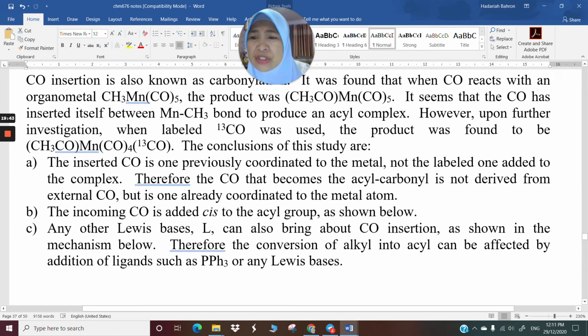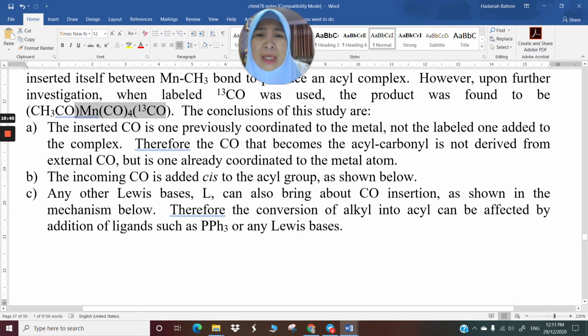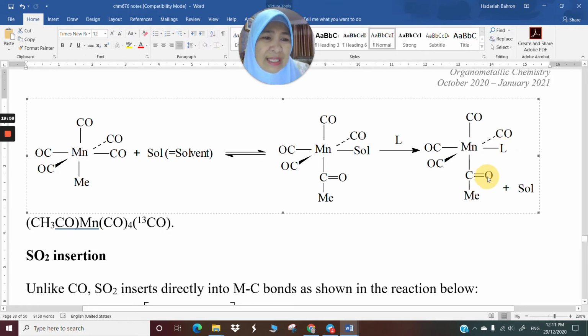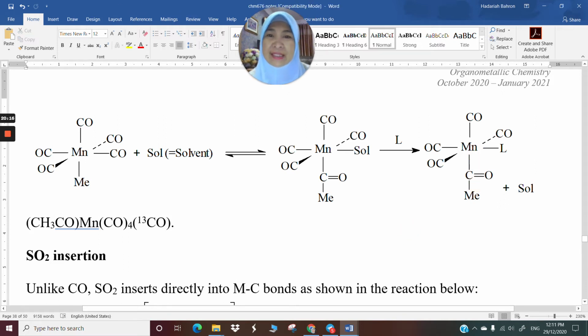through the observation that they find when they put carbon-13 into that reaction. So this L here is carbon-13 CO, where it is not found in this as expected. We would expect that carbon-13 would be here, but that's not the case. Carbon-13 is directly bonded to the manganese, and it is a different carbonyl that goes into this bond, inserting itself. So that is the mechanism of the carbonylation reaction.